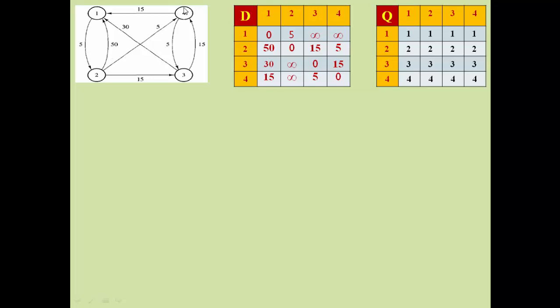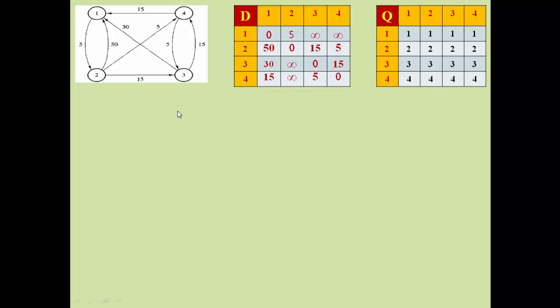Now we can also check another intermediate node. For example, if we use 4 as an intermediate node, then 2 to 4 and 4 to 1, so the total distance is 5 plus 15 is equal to 20. So the direct distance says that it is 50, but if we use 4 as an intermediate node, at that time it will be 20. If we use 3 as an intermediate node, then it will be 45. So in this way we have to check all the possibilities and identify which one is minimum. And it is the basic concept of the Floyd algorithm.